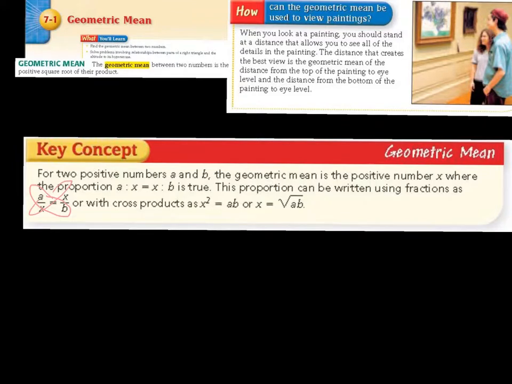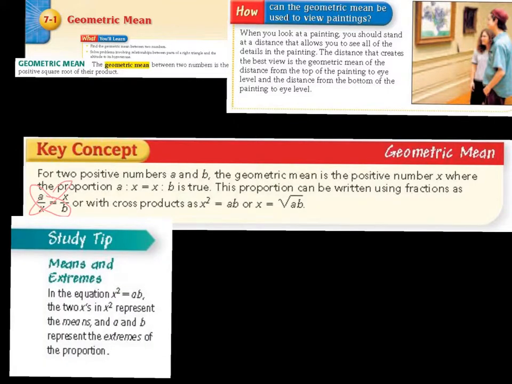Or if you solve that for x, it'd be x equals the square root of ab. And here they write that out in the equation x squared equals ab. The two x's in x squared represent the means, and a and b represent the extremes of the proportion.